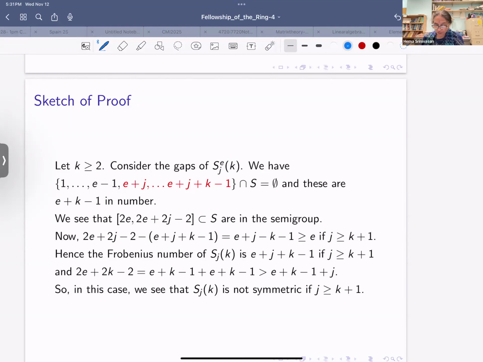I am not going to have it be symmetric because I already see that this difference is E. So my Frobenius number is this last one, E plus J plus K minus 1. The last gap is the Frobenius number if J is bigger than or equal to K plus 1. And then certainly add 1 to it, E plus J plus K. That's not twice this number. So it's not symmetric if J is bigger than or equal to K plus 1.